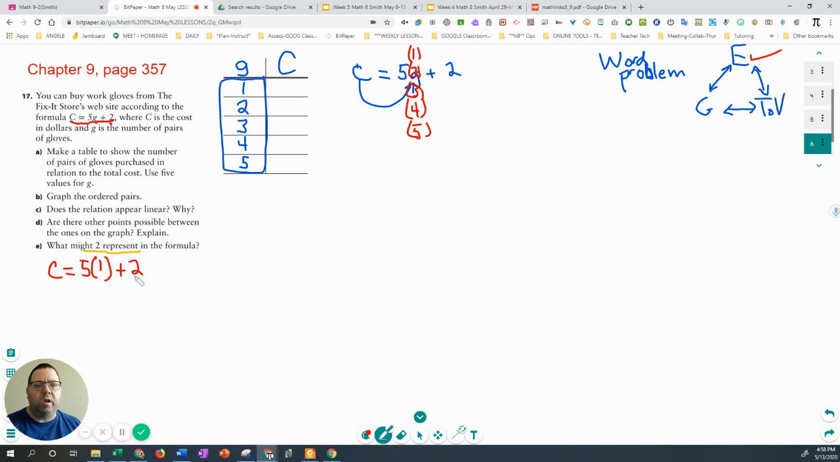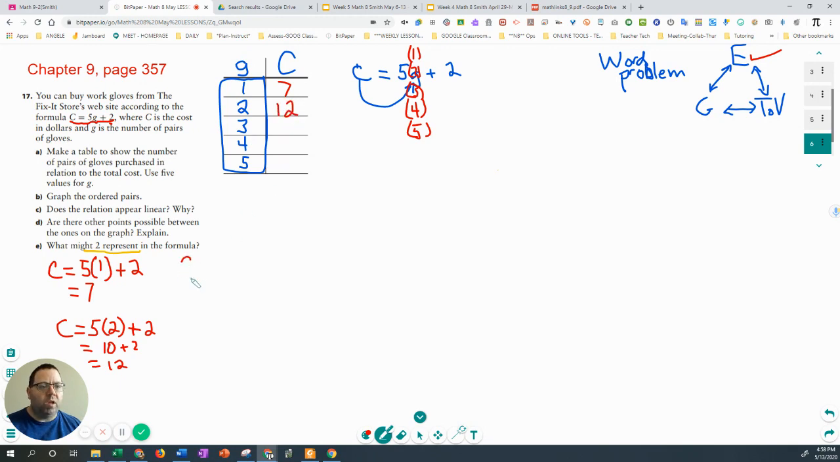So what's 5 times 1 plus 2? 5 times 1 is 5, plus 2 is equal to 7. So if I buy 1 pair of gloves, that's equal to 7. If I buy 2 pairs of gloves, let's see what happens. Instead of this being a G, I'm substituting out the G for a 2. So 5 times 2 is equal to 10, and you have 10 plus 2, and that's equal to 12.